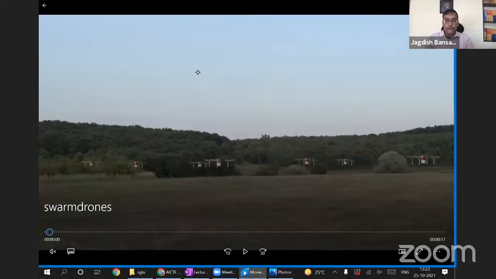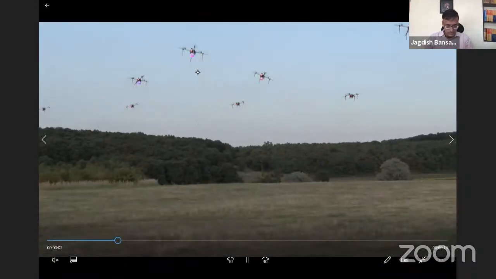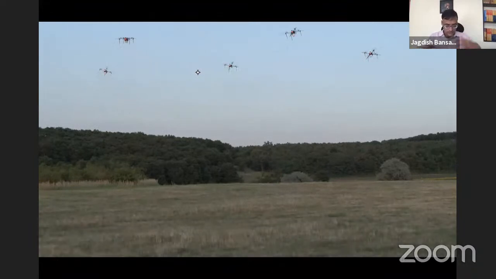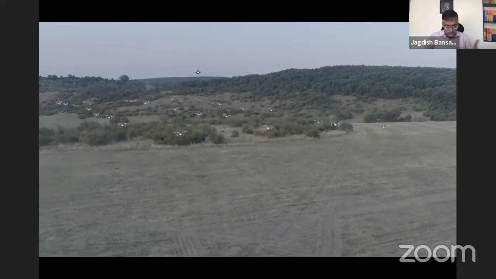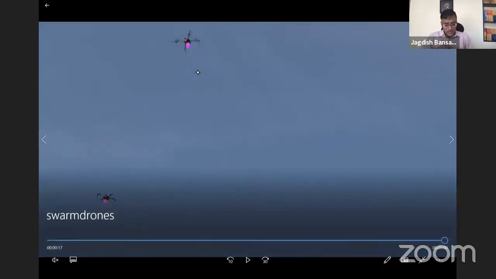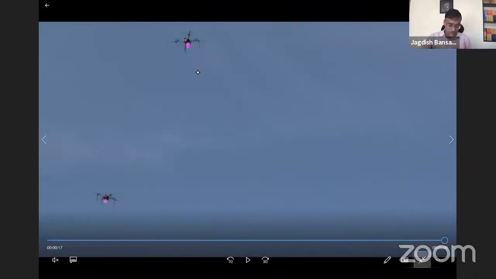You see here that this is a group of drones which are flying together in an autonomous way. You can see they are flying like birds. And let me tell you that nobody is controlling them. It's an autonomous system, fully autonomous. They are making consensus with each other and flying, and they accomplish some task also.